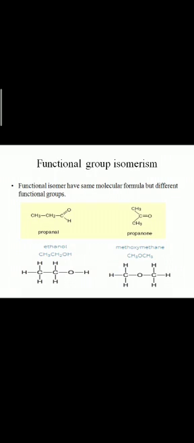The next one is functional group isomerism. Functional isomers have the same molecular formula but different functional groups. In propanal, the functional group is aldehyde, whereas in propanone the functional group is ketone, but they have the same molecular formula. Similarly, ethanol and methoxymethane are examples of functional group isomerism.